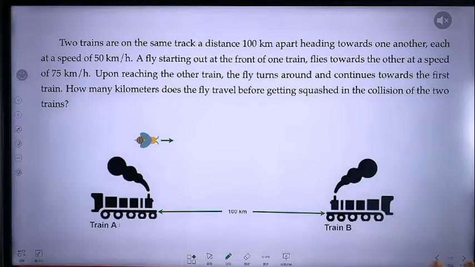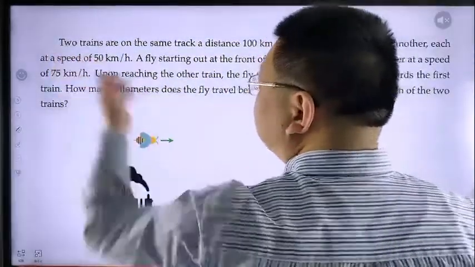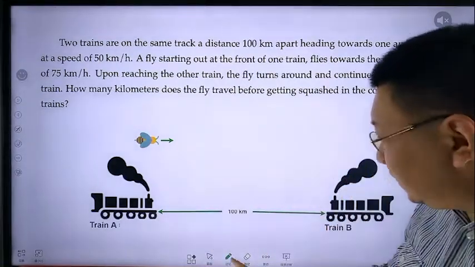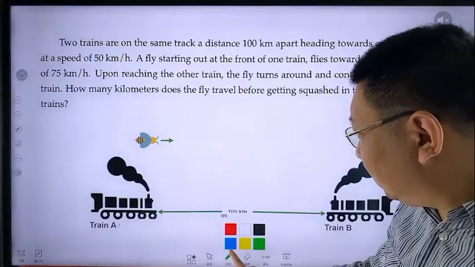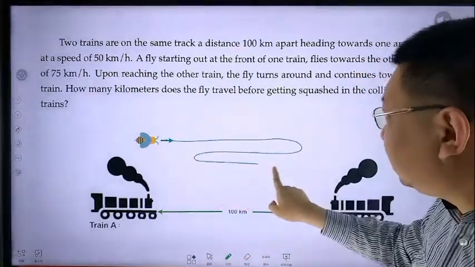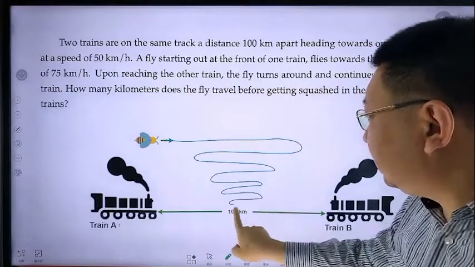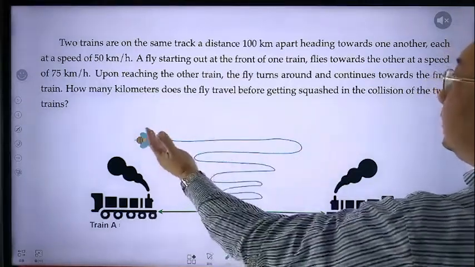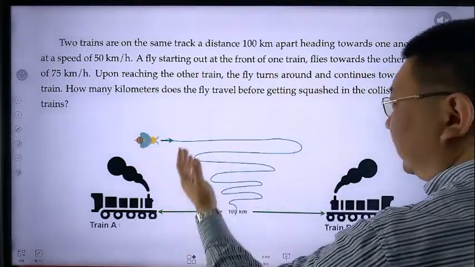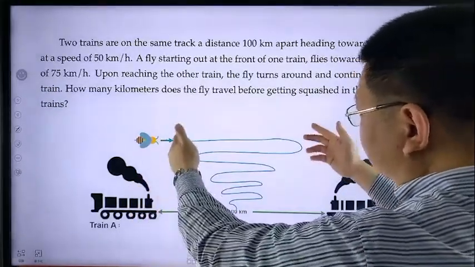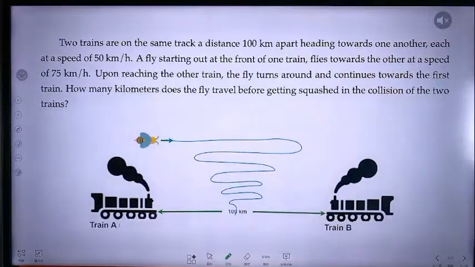So there are three numbers, right? 100 kilometers, 50 kilometers, 75 kilometers. If we think about how the fly will go, it will be something like that, right? So go here and then here and here, something like it, and then it will kind of converge in the middle. This bug must make turns infinitely many times. If you really use careful calculation to calculate each period, it would be difficult.